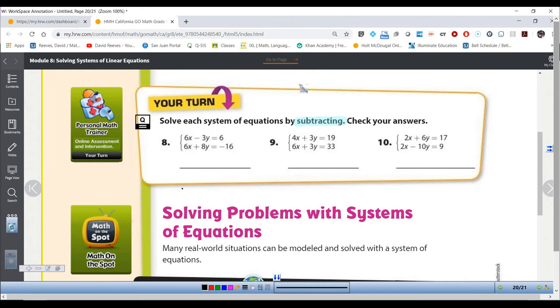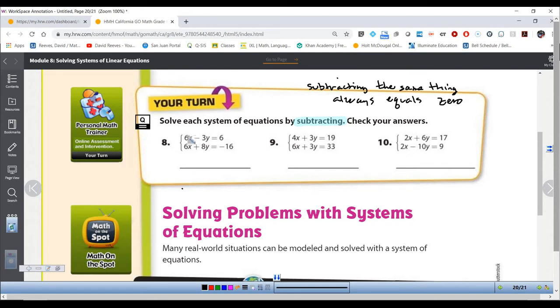So just like adding opposites will always equal 0, right? Subtracting the same thing always equals 0. Let me try to see if I can write that a little better here. All right, subtracting the same thing always equals 0.